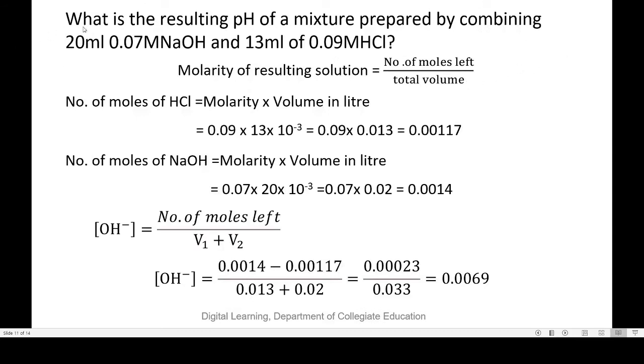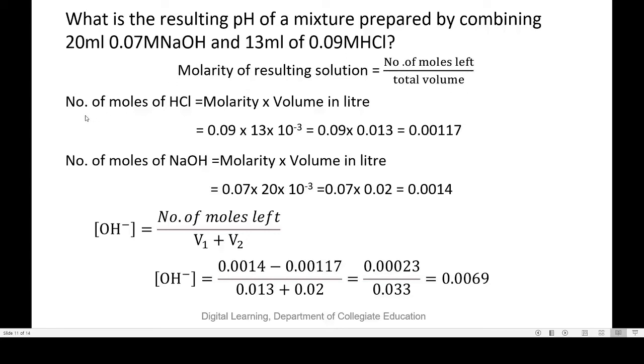So let us take another problem. What is the resulting pH of a mixture prepared by combining 20 ml of 0.07 molar NaOH and 13 ml of 0.09 molar HCl? So in the earlier problem, we have taken the concentration in terms of normality. Here in this case, it is in terms of molarity. And the molarity of the resulting solution, that is after mixing, will be equal to the number of moles left over upon the total volume of the solution.